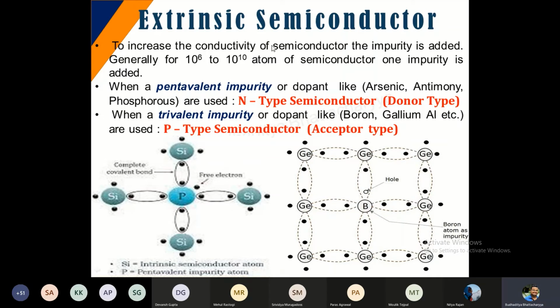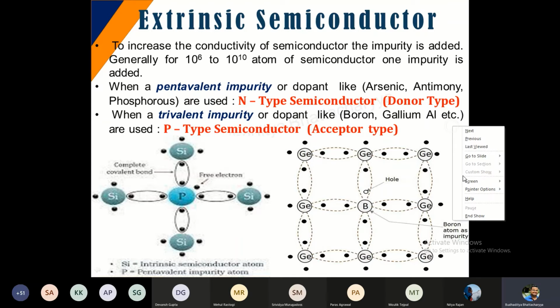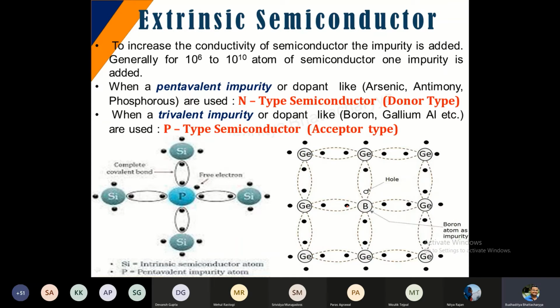To increase the conductivity of the semiconductor, the impurity is added, and you can see that it is around 1 impurity atom in 10 to the power 6 to 10 to the power 10 atoms of semiconductor. One impurity is enough. Just observe over here. In this case, you can see that it's a pentavalent element. So this one is the same one that I'm talking about.